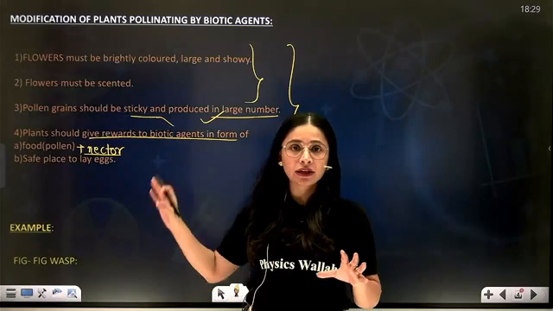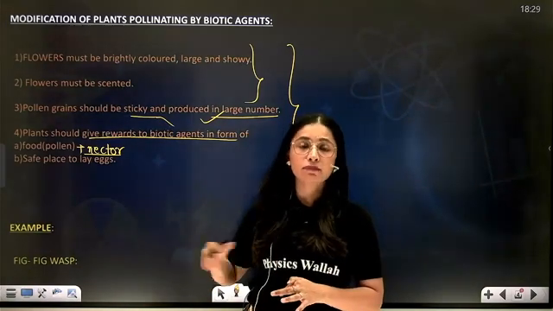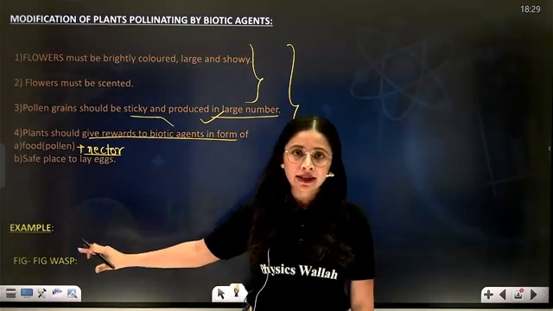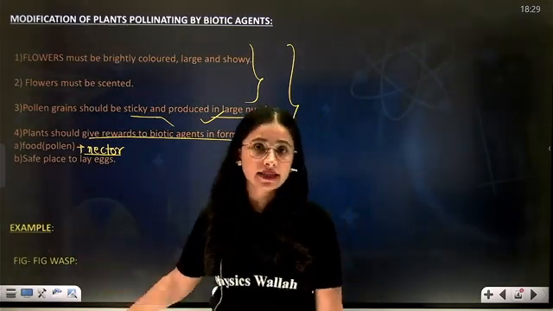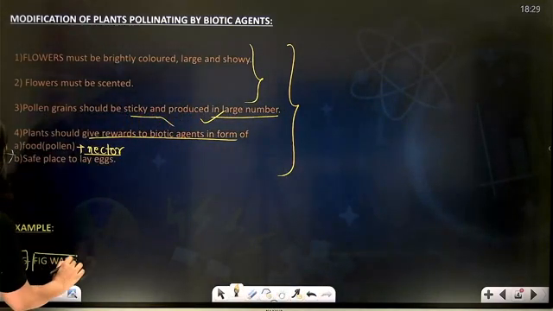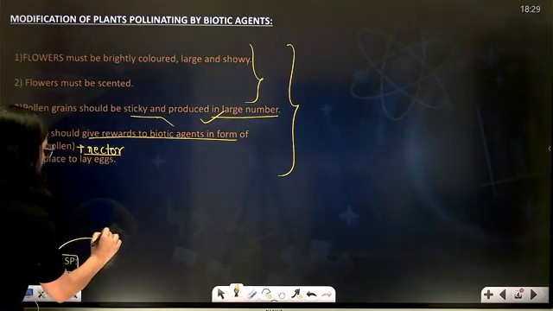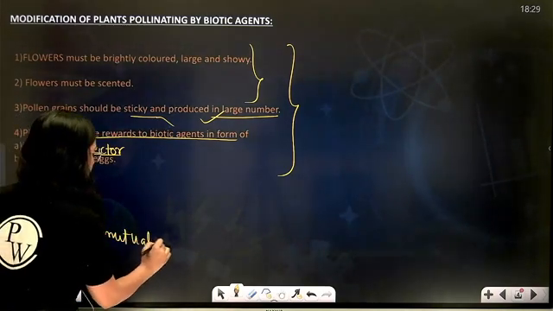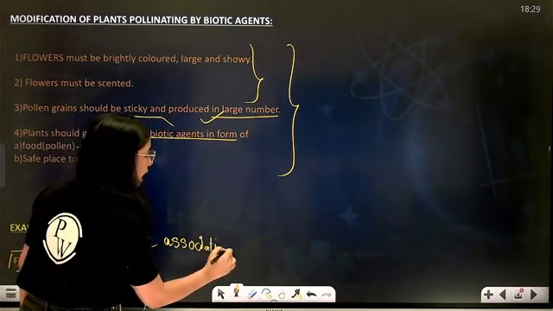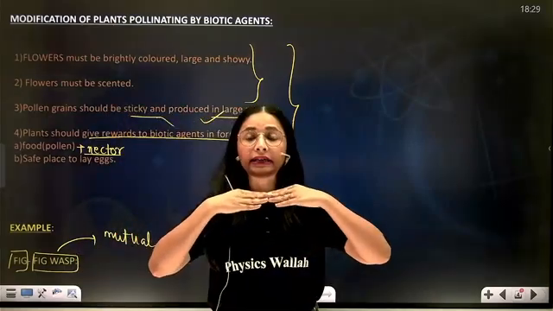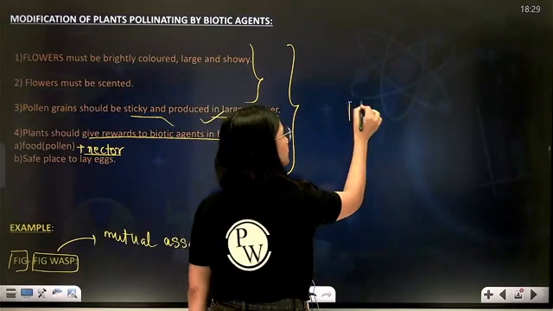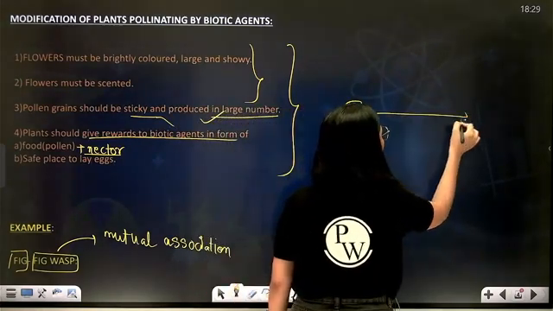The modifications observed in plants which want to get pollinated by living organisms. Okay, some examples are here. Let's try to understand the first example, that is the relationship between the fig plant and the fig wasp. This is, beta, a mutual association where plant and insect are 100% dependent on each other for their survival. How? Just check this. Fig and fig wasp.